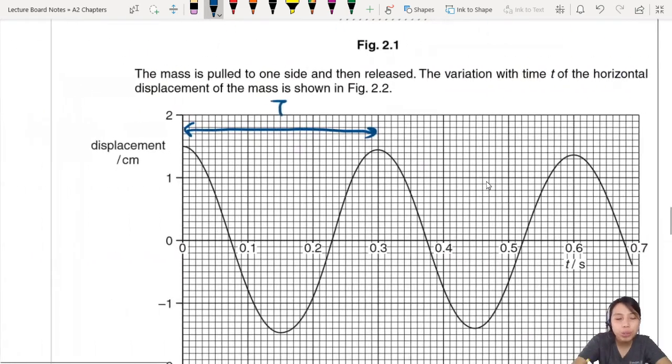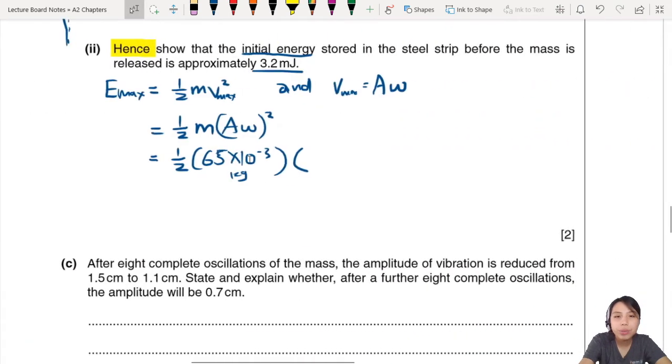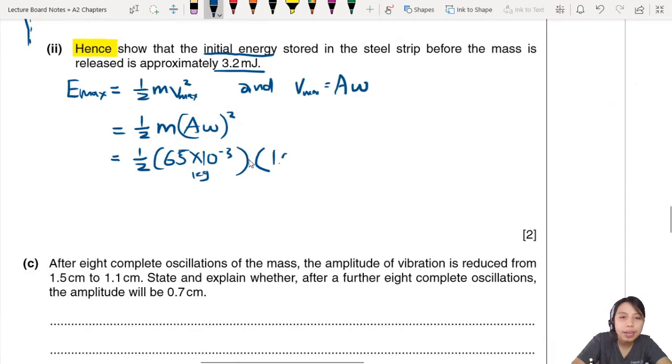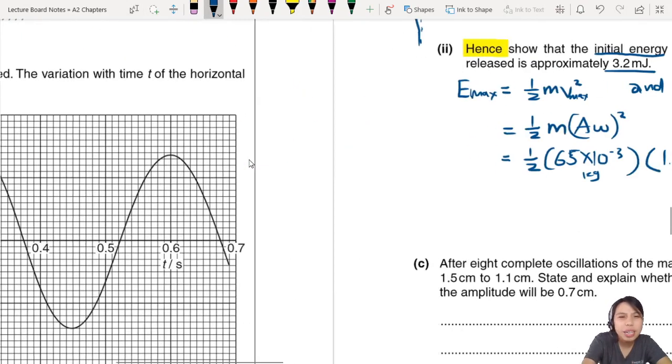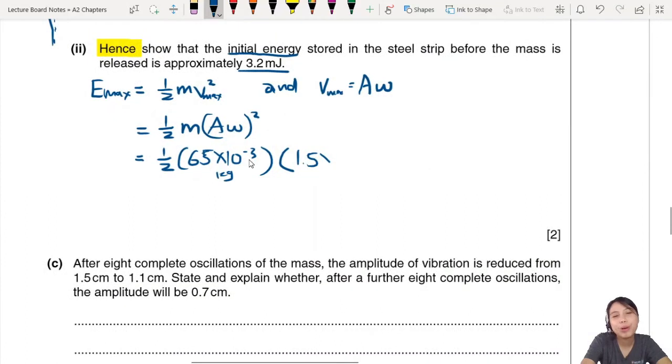Initial energy store. So initial means at the beginning. This is 1.5 right here. So that will be our initial energy, 1.5. Don't forget to square, 1.5. Is that a cm? Yes, it's a cm. So I must convert to meter times 10 to the negative 2. This is in meter squared.